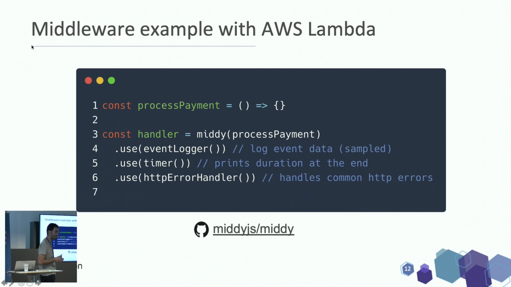I'm going to recommend Middy. Middy.js is one of the most popular middleware engines for Node. And you can see how simple that is. So let's say our process payment, this is our Lambda function handler. In order to add some more middlewares, I'm just going to use event logger that behind the scenes logs the event data, timer that will print the duration afterwards, and HTTP error handler that will take my exceptions and propagate them in the right way outwards to the outside world.